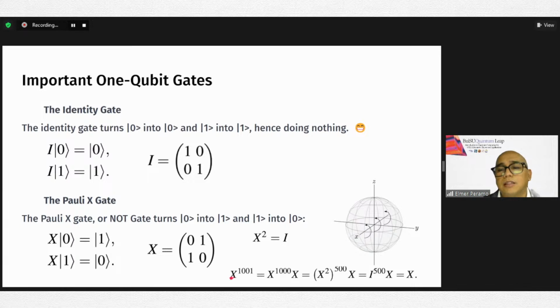X raised to the 1000 is equal to I. X raised to an odd number is equal to X. X raised to an even number is equal to the identity matrix. So that's the effect of applying the Pauli X gate. It's going to rotate along the X axis by pi. So if you have your original point here, and you apply the X gate, it's going to end up here.